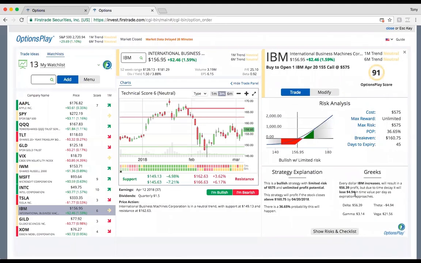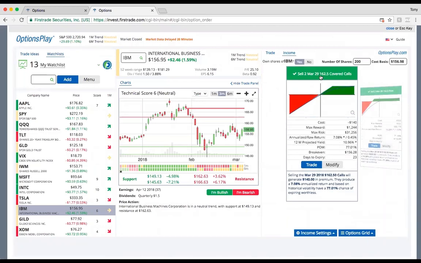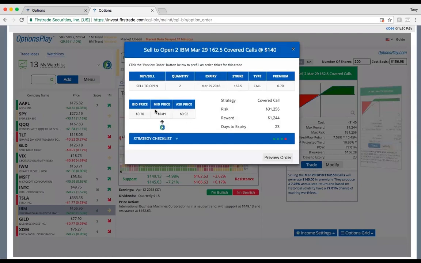Ken's asking, I am used to seeing bid-ask prices for options. If you're selling a covered call, is it just a market order? No, not at all. You have the same bid-ask. So if you're looking at the income trade, and we're telling you to sell the 162.5 covered call, when you hit the trade button, you'll see the bid-ask. It's currently trading at 70 cents for the bid, the ask price is 92 cents, and the midpoint is 81 cents. So you still have the bid-ask, and you can enter this order however you want.